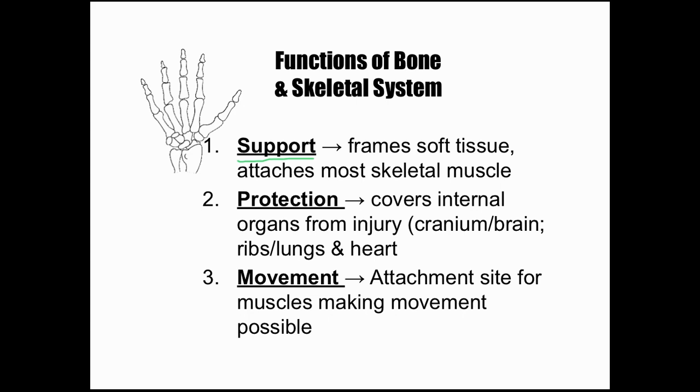Most of your skeletal muscle attaches to bone. So without those bones, you wouldn't be able to stand up. If you're all muscle and no bone, you need those bones in order to support the rest of your body. Protection, especially things like your rib cage, protects your lungs and your heart. So bones help to protect your body and your organs from injury.